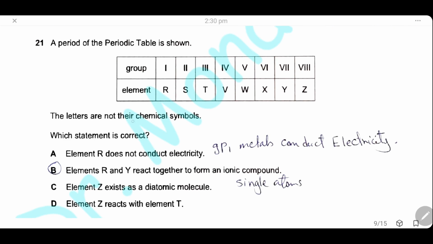Question 21. A period of the periodic table is shown. The letters are not their chemical symbols. Which statement is correct? Element R doesn't conduct electricity. Element R is in group 1, so it's a metal. Of course, it will conduct electricity. Group 1 metals conduct electricity.